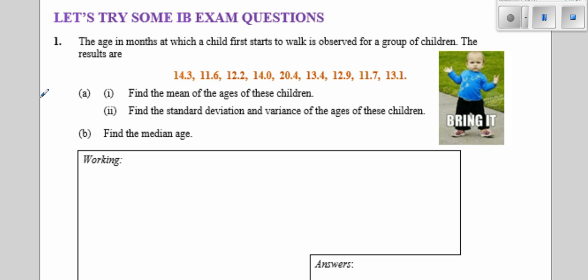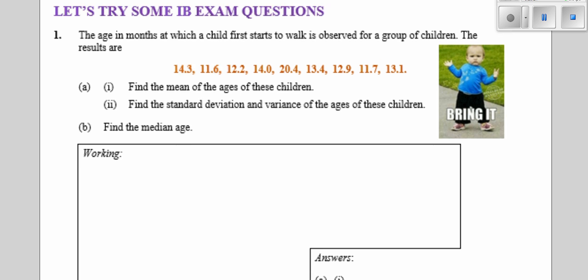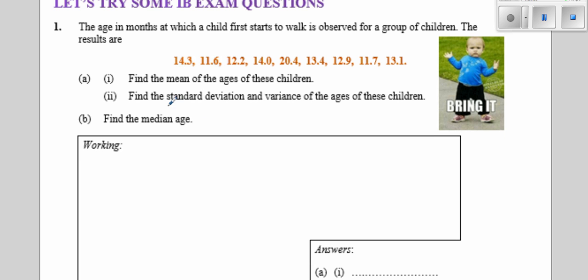Okay, Isabella. The age in months at which a child first starts to walk is observed by a group of children. The results are these. What does that represent? Age in months that the little kids walked. Find the mean of the ages of these children at their walking stage. So we've got to find the mean, the standard deviation and the variance.